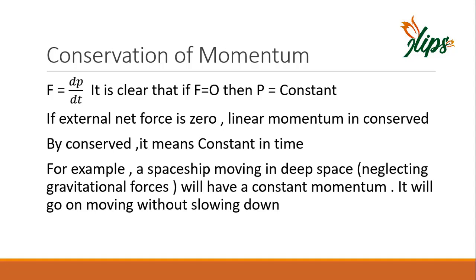For example, a spaceship moving in deep space, neglecting gravitational forces, will have a constant momentum. It will go on moving without slowing down. So this is the statement of conservation of momentum. Conservation of linear momentum also produces Newton's first law, which states that if an object is moving and the net external force is 0, then it will keep on moving.